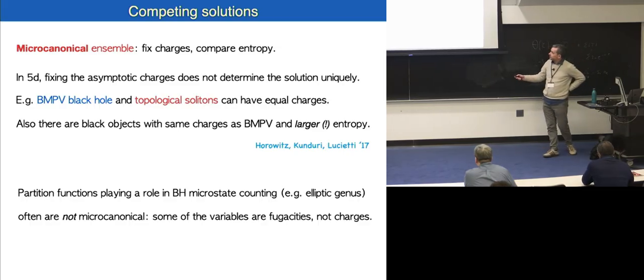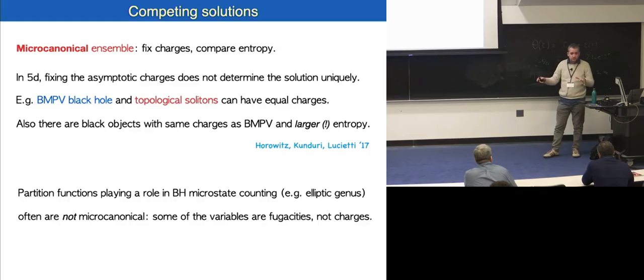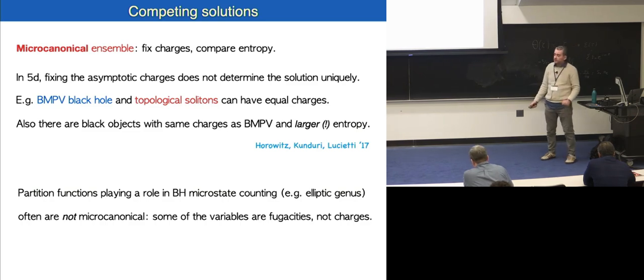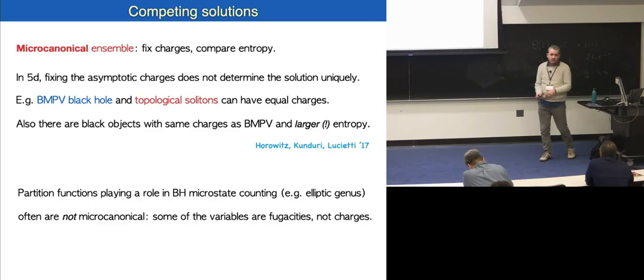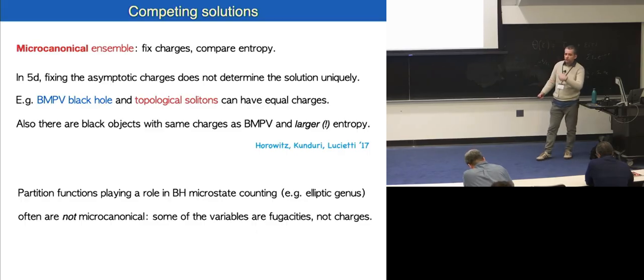In particular, we can have the BMPV black hole and these topological solitons sharing the same charges. And so this is a main motivation for considering these topological solitons as possible microstates of the black hole. And also there are black objects, so objects with a horizon, that have the same charges as the BMPV black hole, but a larger entropy. This was first emphasized in this paper. These black objects are these black holes in the background of a topological soliton. So there is non-trivial topology in the domain of outer communication. And in some regime of the parameters, these solutions can have a larger entropy than the BMPV black hole.